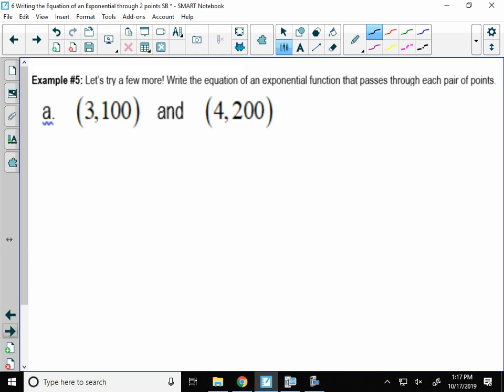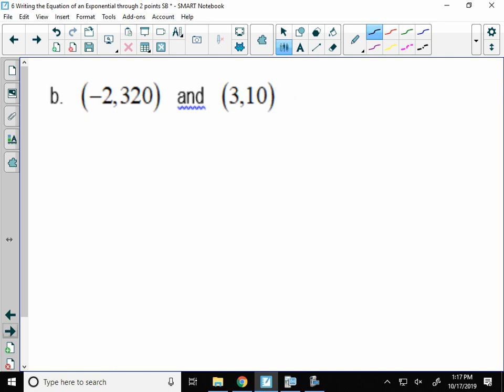Let's skip the next one. Let's skip A, because again, this has consecutive 3 and 4 exponents. I want to do ones that aren't consecutive. So this time I have negative 2 and 3. Also, I threw a negative in there. So I'm going to do the same thing. I'm going to set up a system.